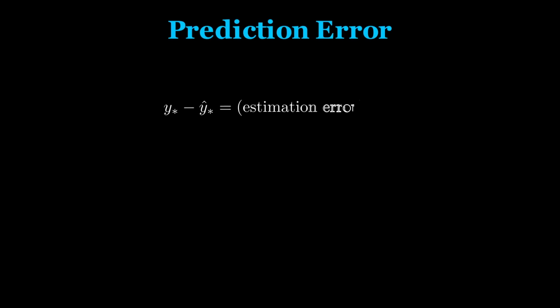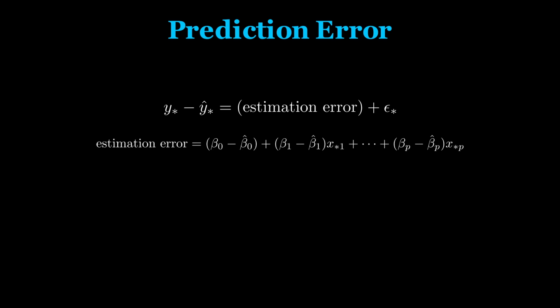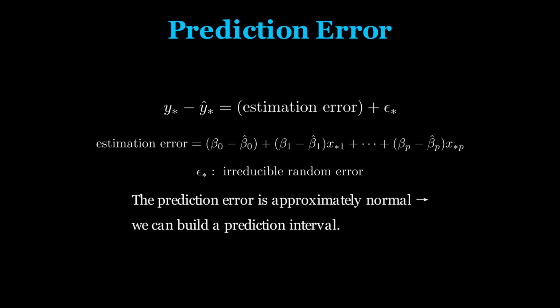The prediction error, the difference between the true y star and our predicted value, equals the estimation error in our regression coefficients plus the random error epsilon star from the new observation itself. The estimation error captures how far our estimated coefficients are from the true coefficients, evaluated at x star. But epsilon star, the random deviation for the new observation, is irreducible. No matter how large our sample, there will always be some inherent randomness in the new observation. Under our standard regression assumptions, the prediction error is approximately normally distributed. This allows us to construct a prediction interval.